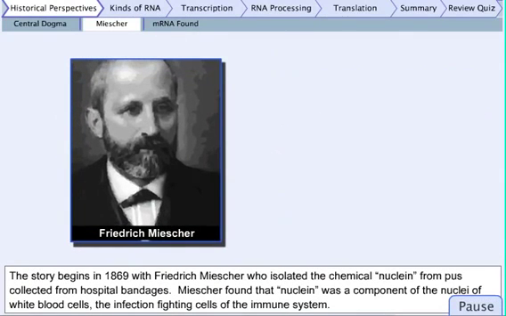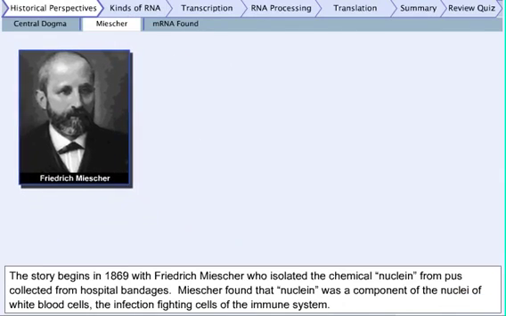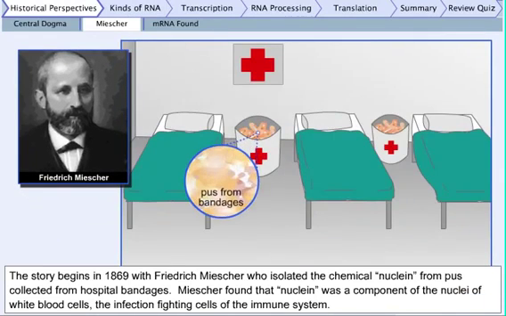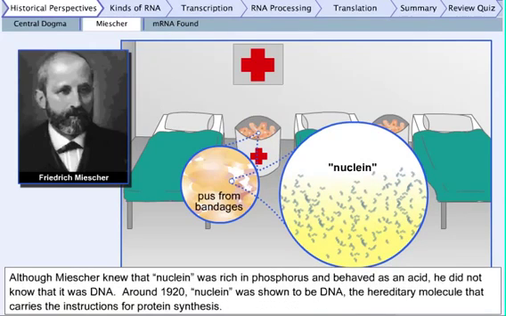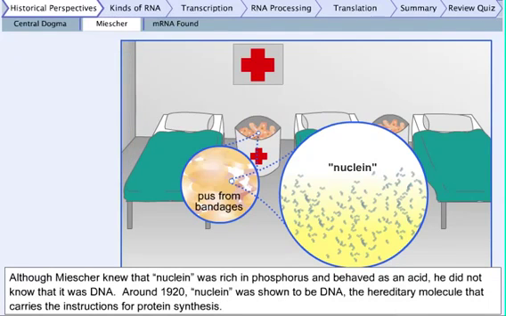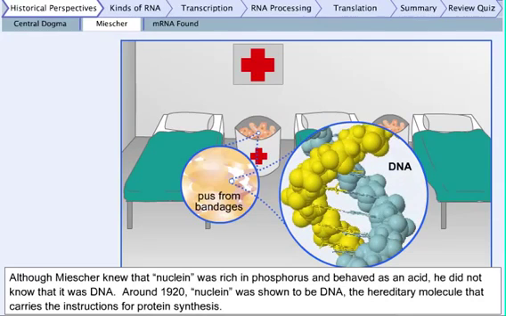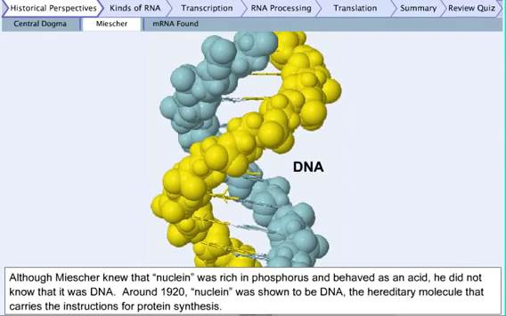The story begins in 1869 with Friedrich Mescher, who isolated the chemical nuclein from pus collected from hospital bandages. Mescher found that nuclein was a component of the nuclei of white blood cells, the infection-fighting cells of the immune system. Although Mescher knew that nuclein was rich in phosphorus and behaved as an acid, he did not know that it was DNA. Around 1920, nuclein was shown to be DNA, the hereditary molecule that carries the instructions for protein synthesis.